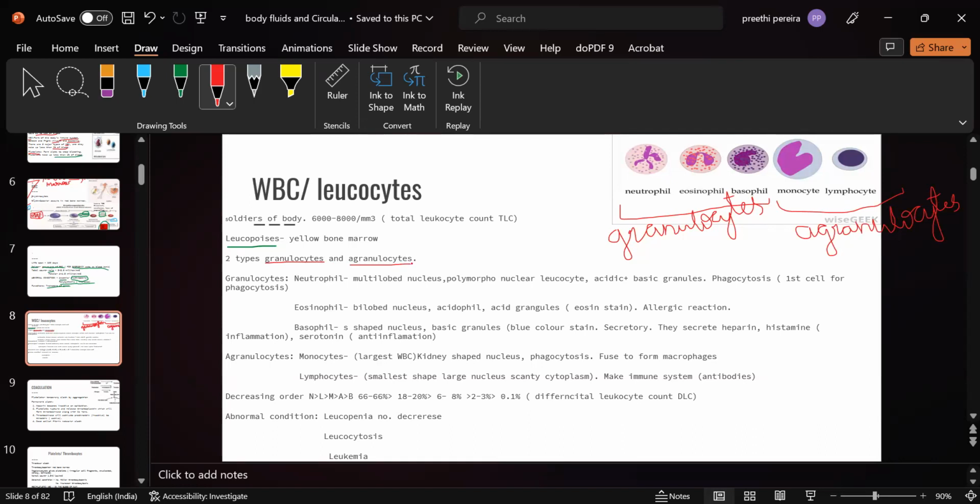Okay. So in granulocytes, three types of granulocytes are there. First one is neutrophil. Second one is eosinophil. And third one is basophil. Neutrophils, eosinophils, and basophils. Okay.